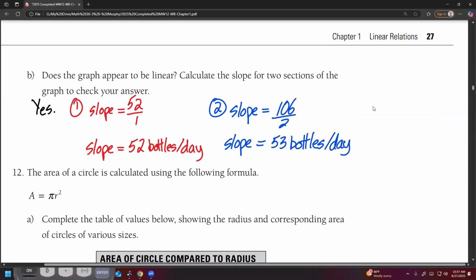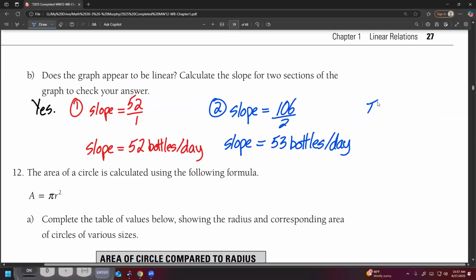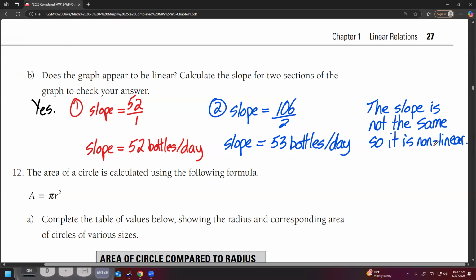So the slope is not the same or consistent. So it is non-linear. Okay, so that's why we got to check.